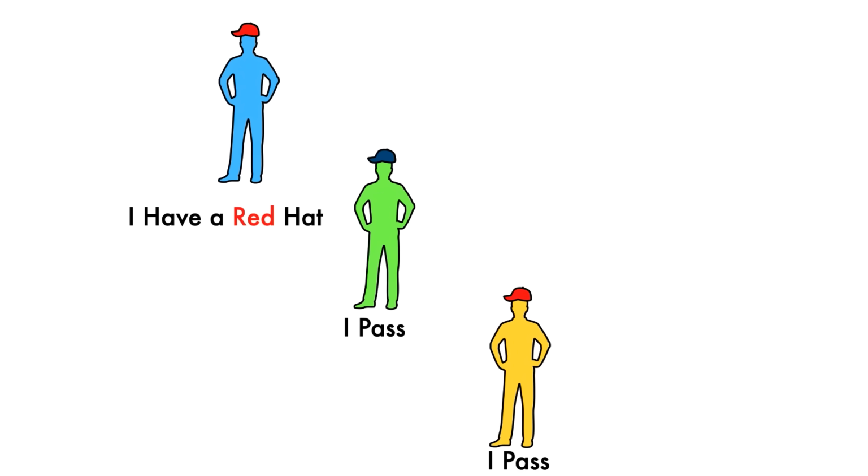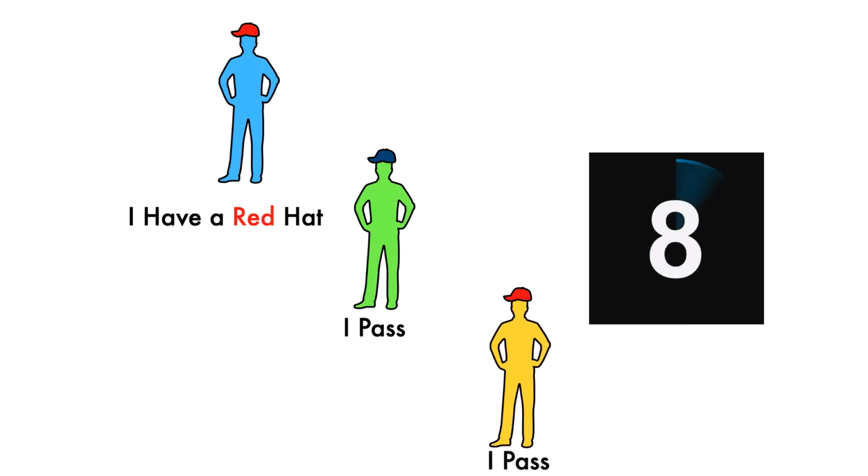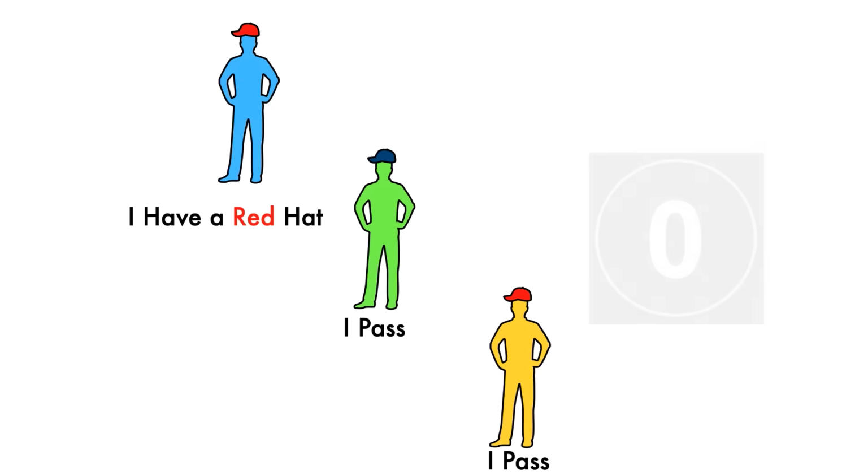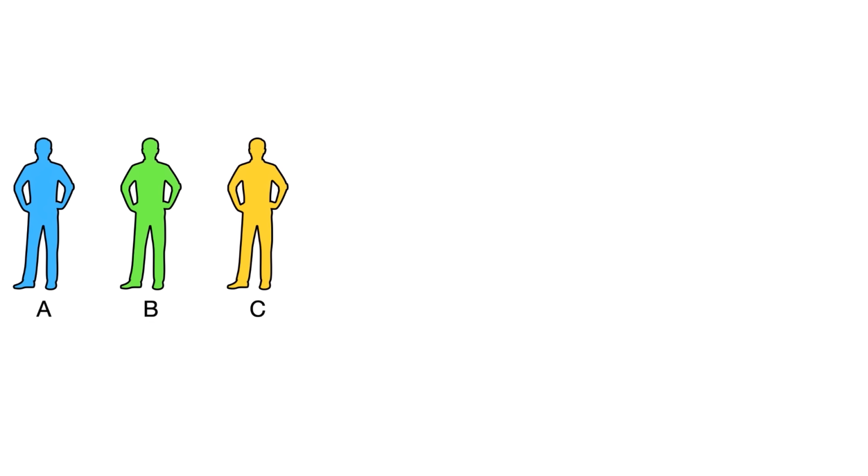For example, one possible strategy is to single out one of the 3 players. This player will respond, I have a red hat, and the others will respond, I pass. The expected chance of winning with this strategy is 50%. Can you do better? A better solution exists, with a 75% chance of winning.